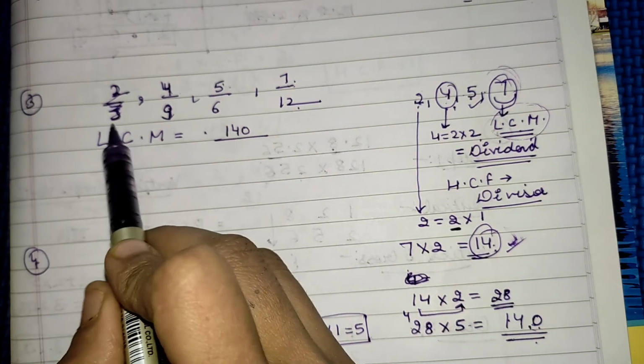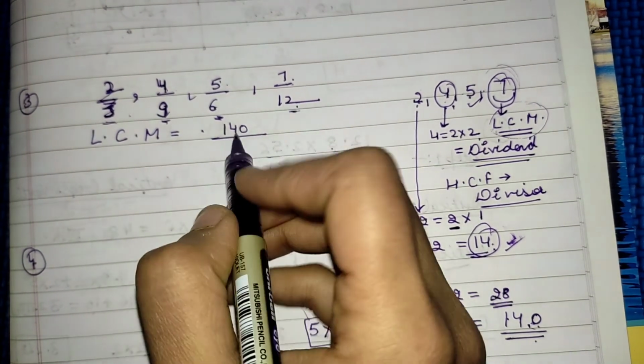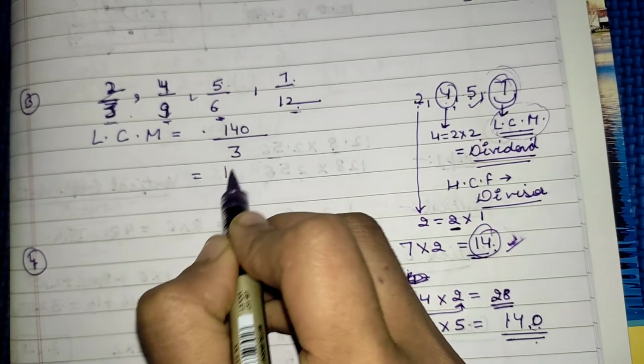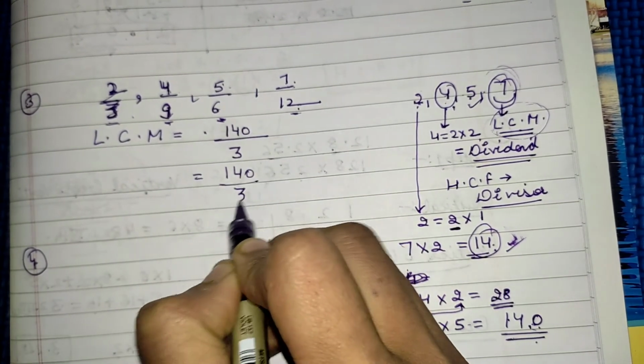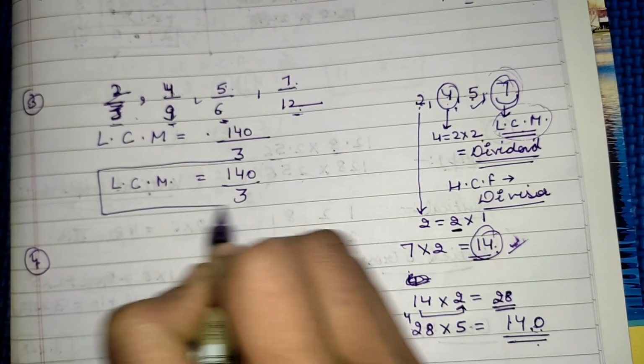And what would be the HCF of 3, 9, 6 and 12? HCF of 3, 9, 6 and 12 is going to be 3. So my LCM of this fraction is going to be equal to 140 by 3.